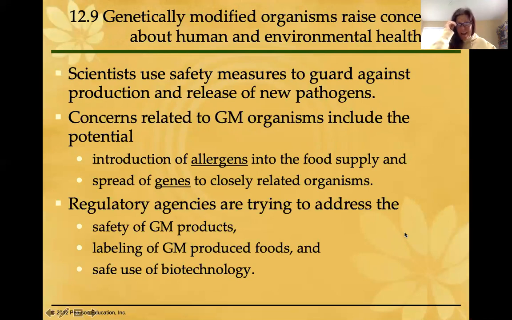So here, introduction of allergens into the food supply and the spread of genes to closely related organisms, because what we're finding now is that if you have one field that has genetically modified corn and you are a neighboring farmer and you have organic corn, we know we can't keep the pollen contained when it's that time of the year when they're pollinating. You cannot keep the GMO pollen to stay put in their field, and so you get cross-pollination and you get contamination of GMOs into what should have been an organic corn farm.